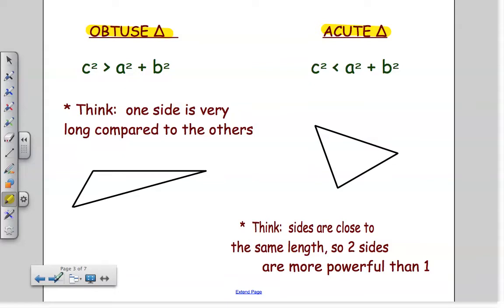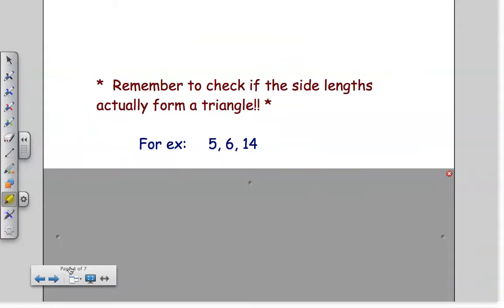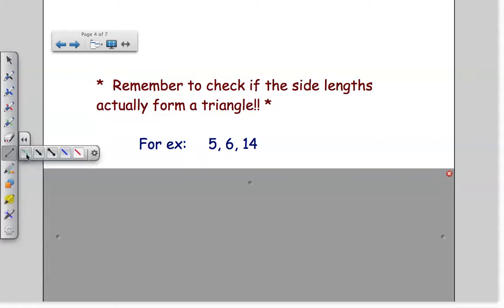Alright, so let's check this out. Oh, and actually, before you even test whether Pythagorean theorem holds, remember to see if the side lengths even form a triangle. For example, if you had 5, 6, and 14, think about that. You have a side length of 14. Okay, let's say I really know this length is 14. How long is the side length of 5 going to be relative to the 14? Well, it's like a third of it or something. Not even. That'd probably be a length of 5.